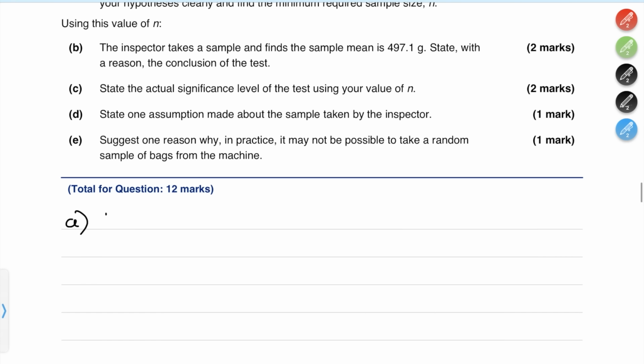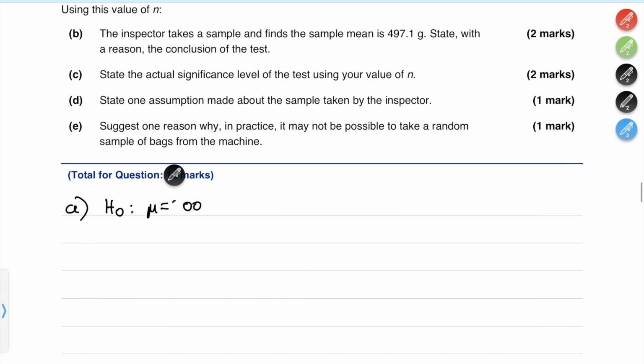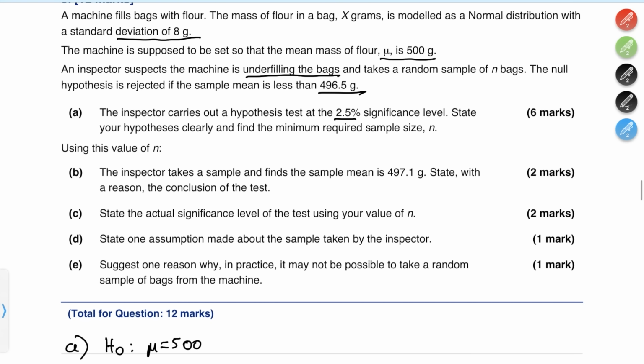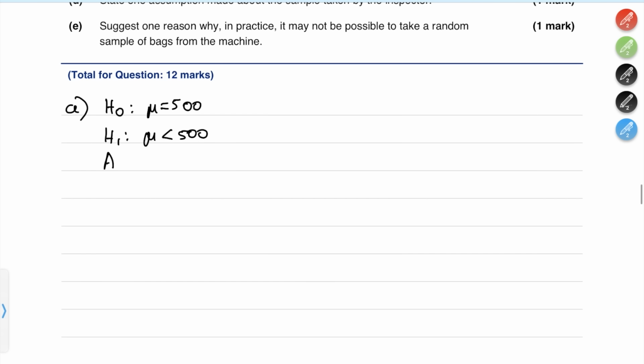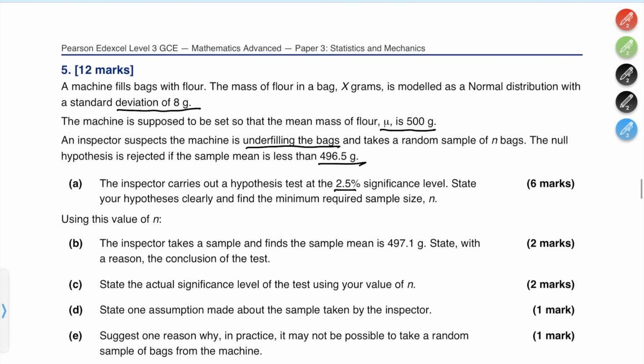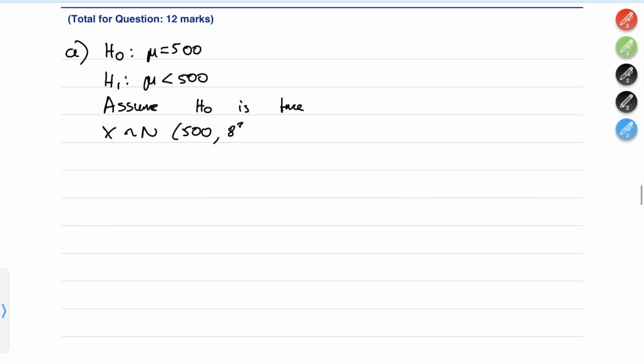So let's start by defining our hypotheses. H0 is that mu is equal to 500. H1, the alternative hypothesis, is mu is less than 500, because it says that they suspect that it's underfilling the bags. So I'm going to assume that H0 is true. So X is normal with mean 500 and standard deviation 8, so the variance is 8 squared.